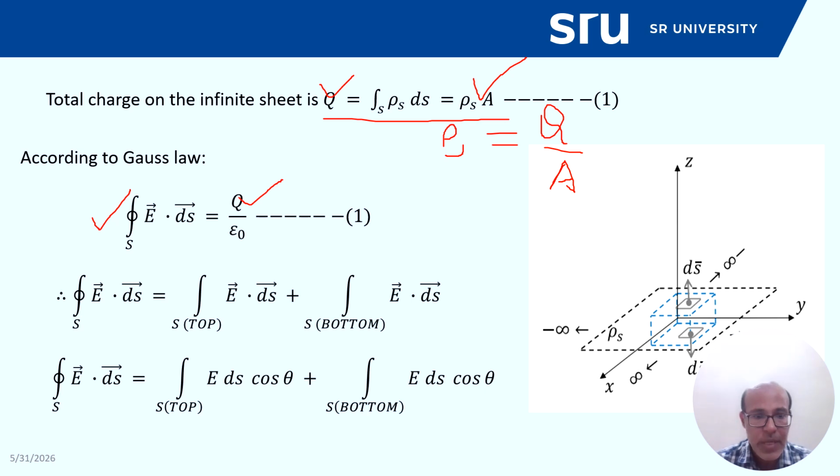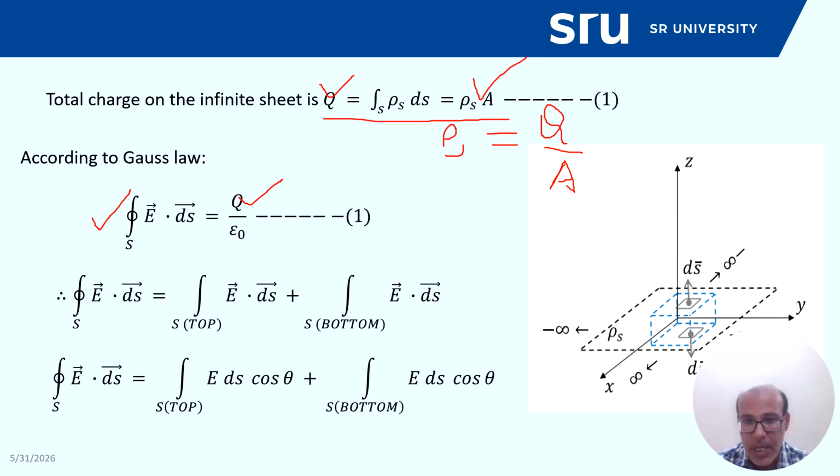Now, how many surfaces are there here? Six surfaces. Even if you consider it as a cube or a cuboid, whatever it is, there are six surfaces, out of which we have understood that the top and bottom surfaces are parallel to the infinite sheet. Only the top and bottom.